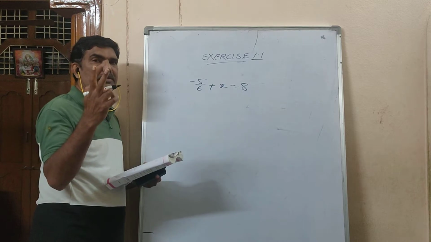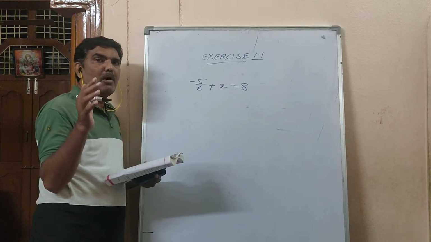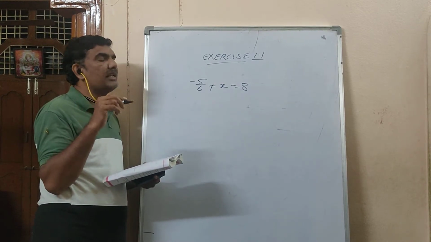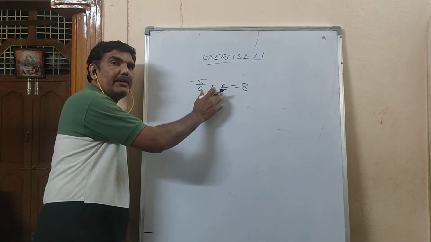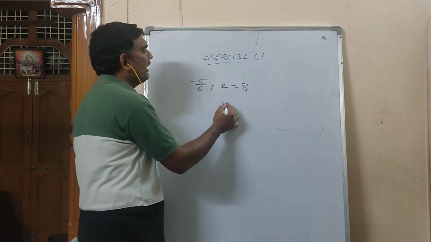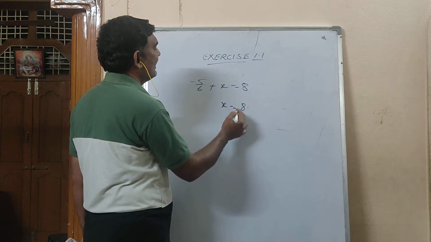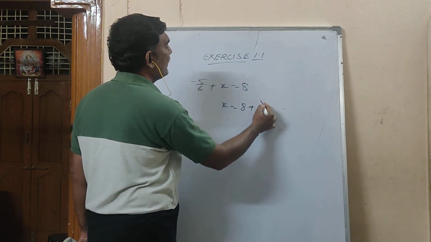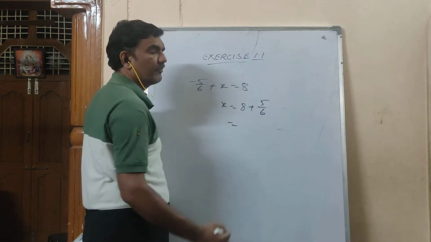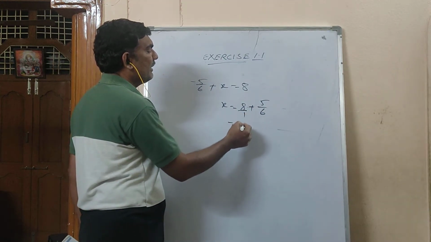If you add two numbers, you are getting 8. Among the two, one number is minus 5 by 6. You have to find the other. The other which you have to find, you assume as x. You have to make x the subject. 8 is here. Minus 5 by 6 you send to this side. It becomes plus 5 by 6. 8 you write as 8 by 1.